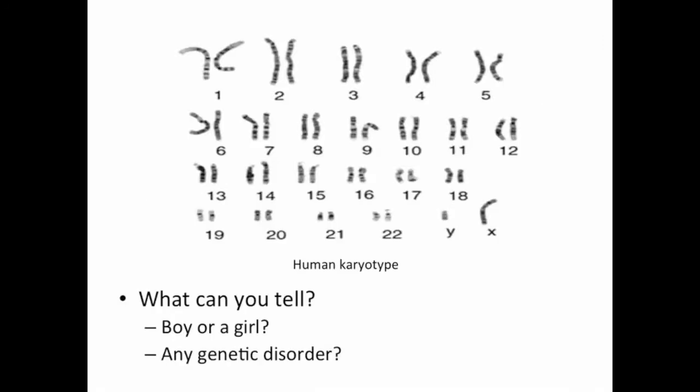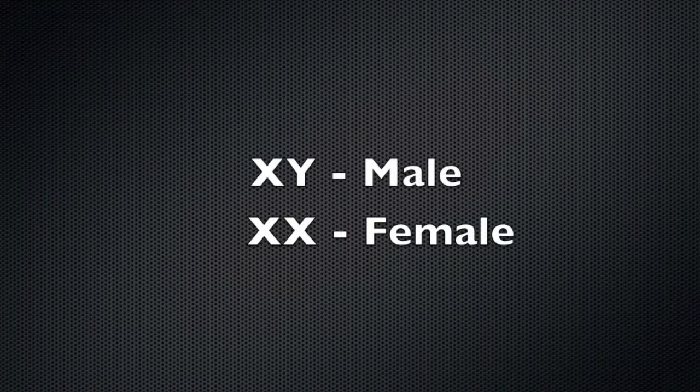Here's a karyotype of a normal human male. You can tell that the Y chromosome is on the bottom right. This individual appears to be healthy without any abnormal chromosomes. You can tell he's a boy because he has an X and a Y chromosome. As you should know, XY means male, while XX is female.